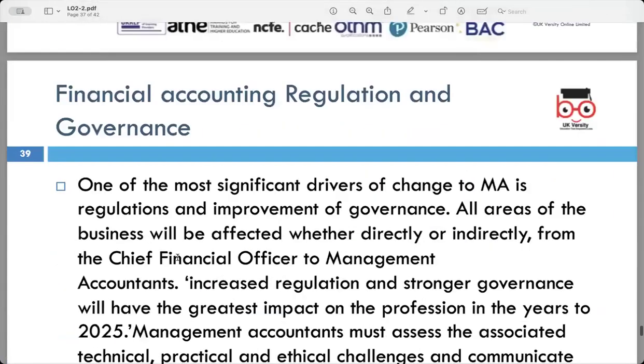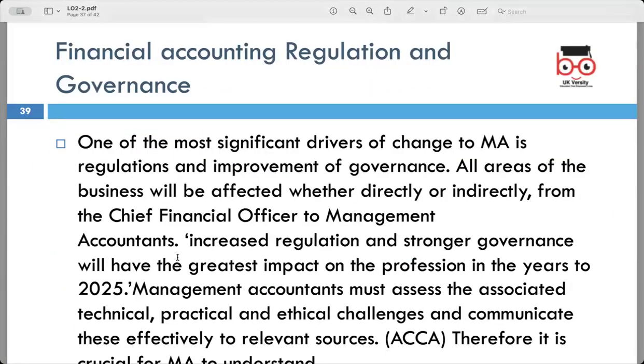Any questions so far? Okay, next is financial accounting regulations and governance regulations. The enhancement of governance ranks among the most major drivers of changes in MA. The company will see repercussions in every facet of its operations, whether they are direct or indirect.